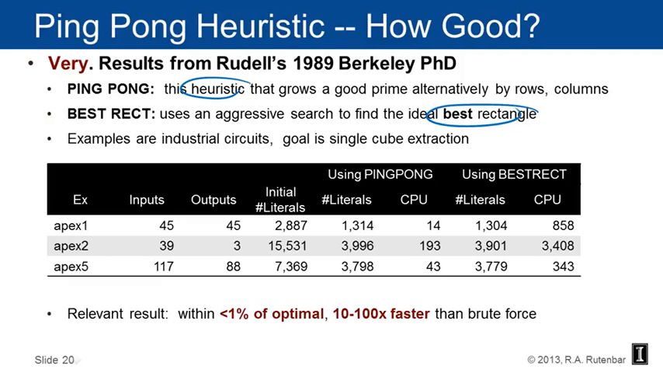It starts with around 15,000 literals. It ends with around 4,000 literals in both ping pong and best rect. But again, roughly 200 CPU units versus 3,500 CPU units. Apex 5 has 117 inputs and 88 outputs.